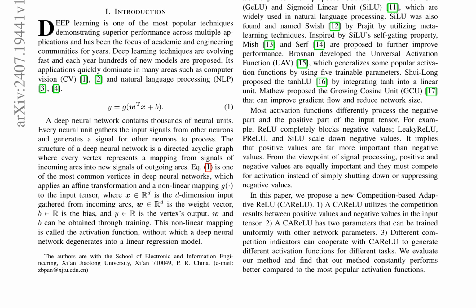Experiments on image classification, super resolution, and natural language processing tasks demonstrate the effectiveness of CAReLU, outperforming other widely used activation functions. Notably, replacing ReLU in ResNet 18 with CAReLU improves classification accuracy on the CIFAR 100 dataset. By acknowledging the equal importance of both positive and negative values and enabling them to compete for activation, CAReLU offers a promising activation function for a wide range of applications.